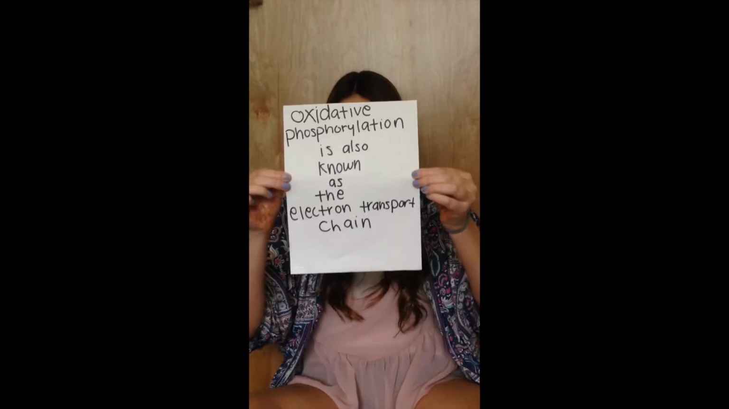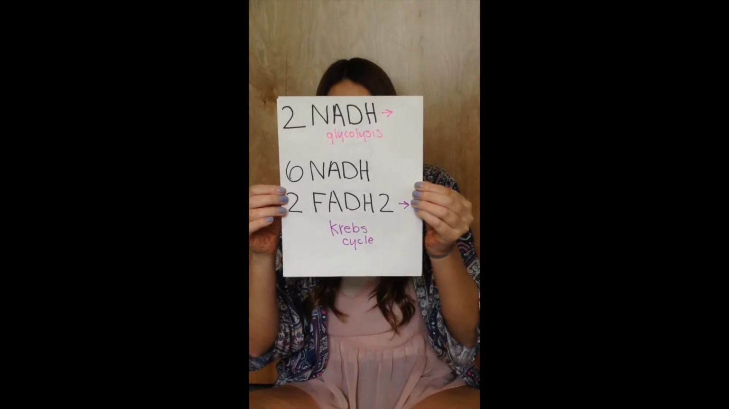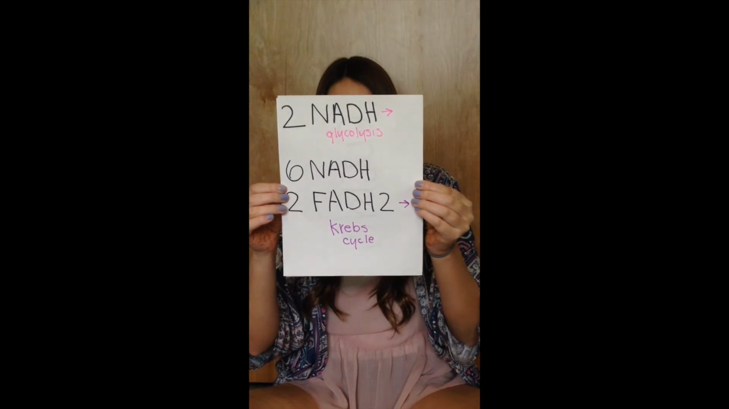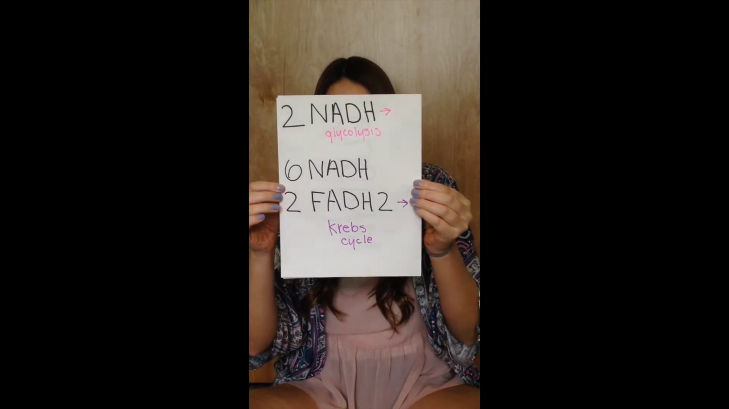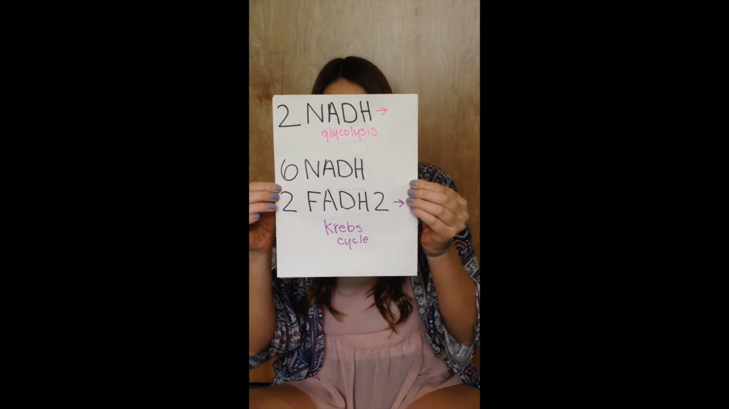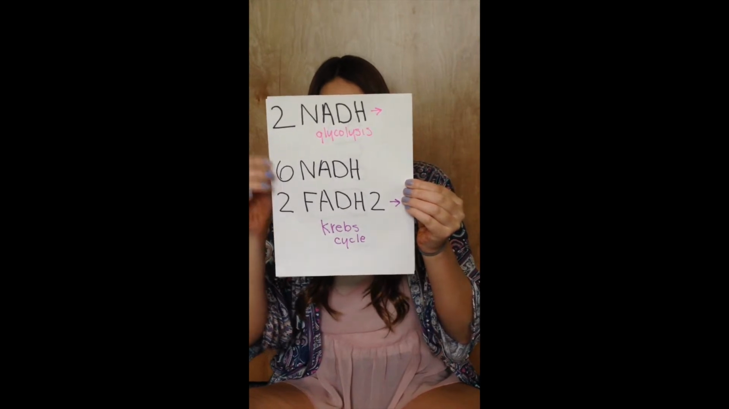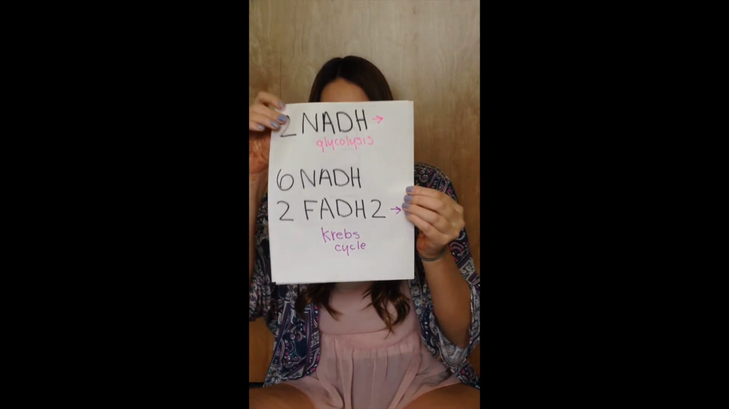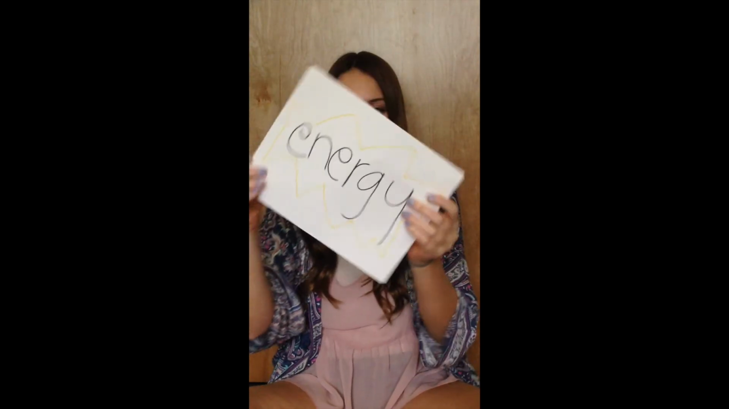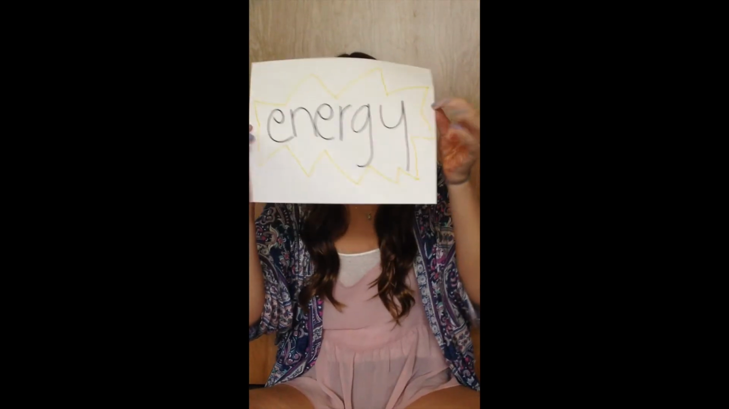Oxidative phosphorylation is also known as the electron transport chain. We obtained 2 NADH from glycolysis, and we yielded 6 NADH and 2 FADH2 from the Krebs cycle. These are electron carriers. We use them to feed the oxidative phosphorylation into the electron transport chain so that we can produce ATPs out of them, which is energy.